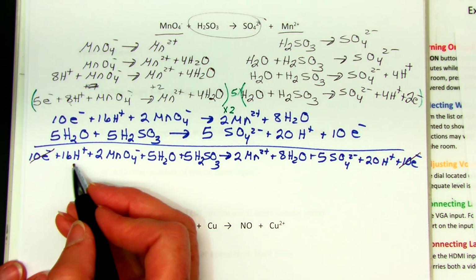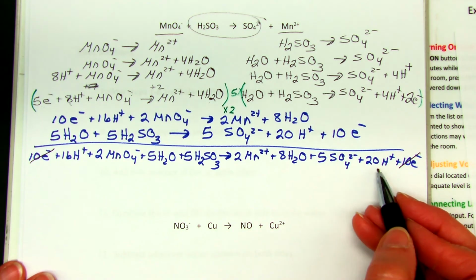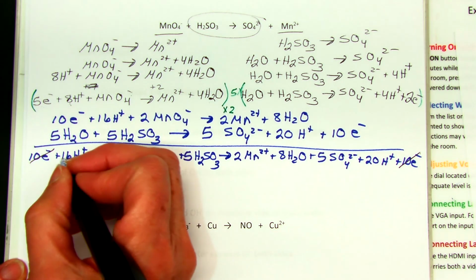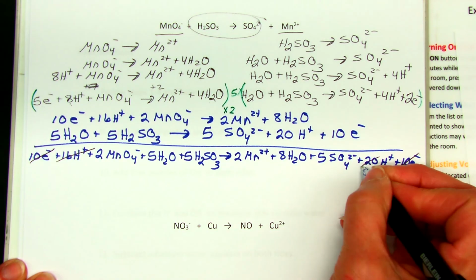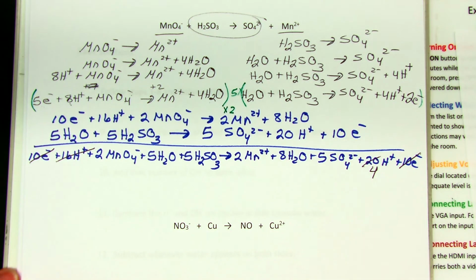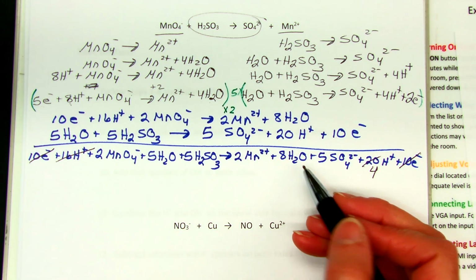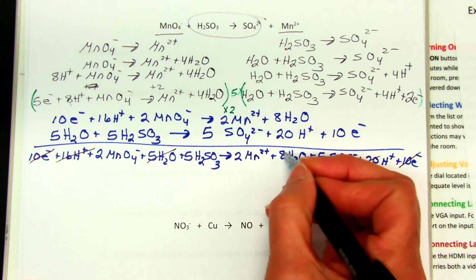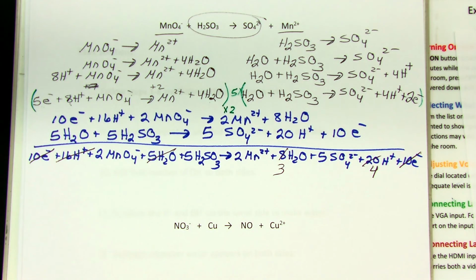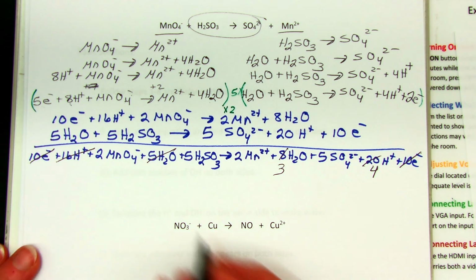I have 16 hydrogen ions on the left and 20 hydrogen ions on the right. So I can cancel out 16 of them, leaving me with 4 hydrogens on the right. I have 5 waters on the left and 8 waters on the right, so I can cancel 5 waters, leaving 3. Now I'm going to rewrite this, incorporating all my cancellations.